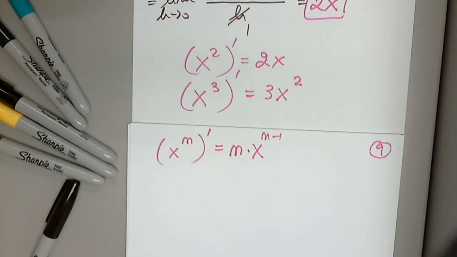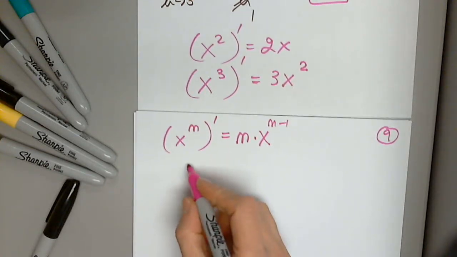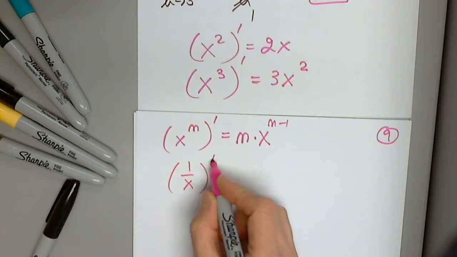So is there any restriction on 2x? No. So x squared is differentiable anywhere. Is there any restriction on 3x squared? No. So x cubed is differentiable everywhere. Any questions? Okay, I would like to differentiate 1 over x using this formula.